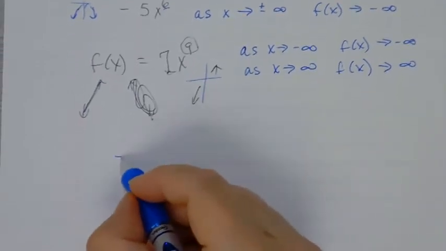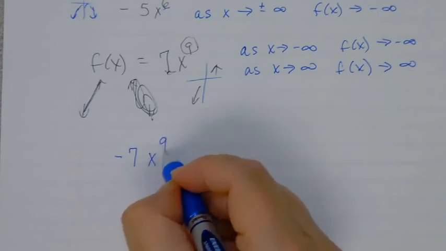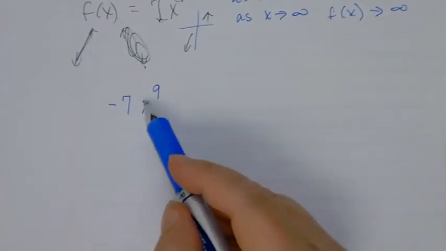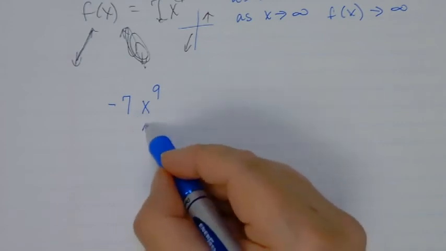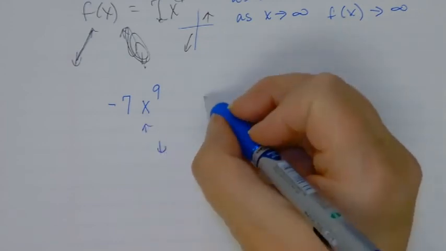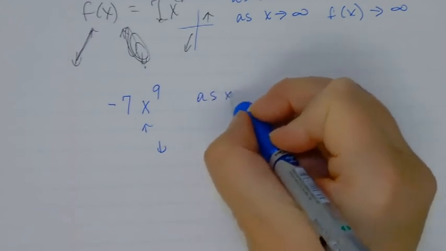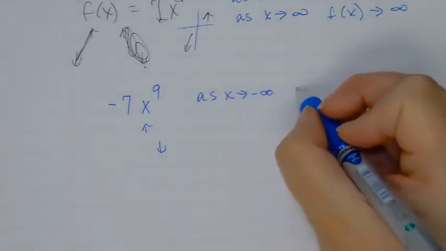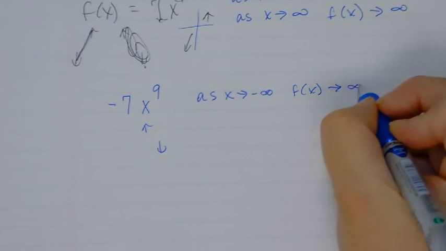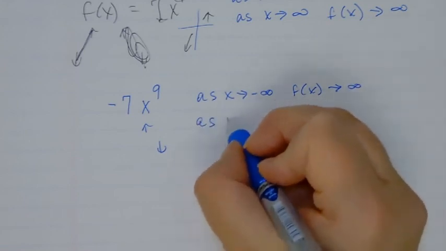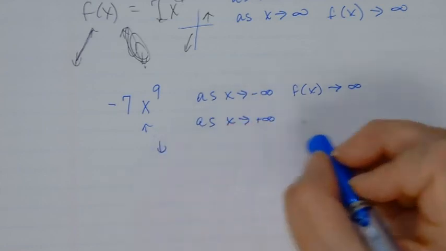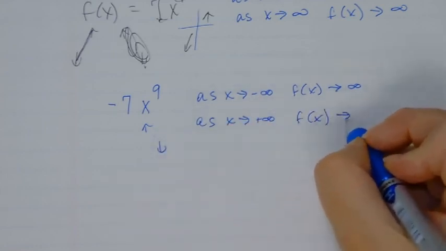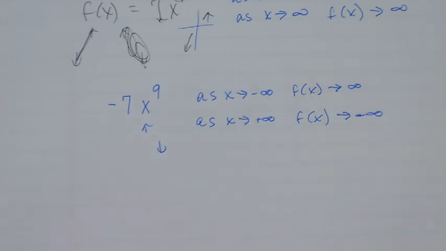Okay, let's think about what if that was negative 7x to the 9th. So it's odd, the ends are different, but because it's negative, this time they start up and go down. So I would say as x approaches negative infinity, f of x approaches infinity. And as x approaches positive infinity, go in this direction, f of x approaches negative infinity. We'll get better at this each time.